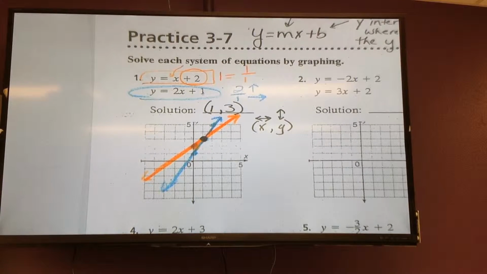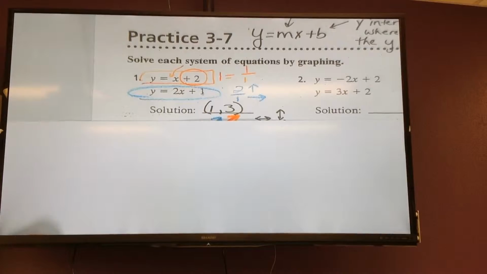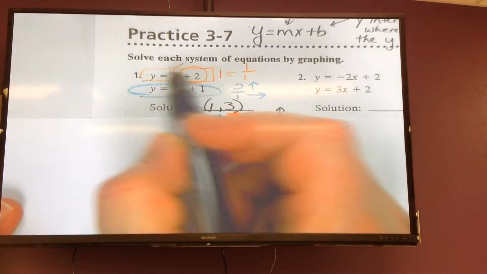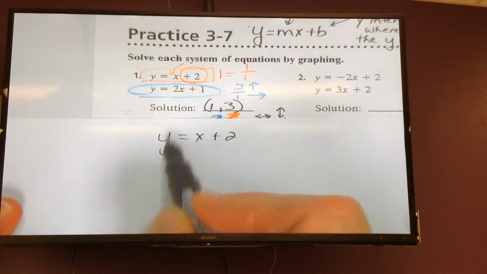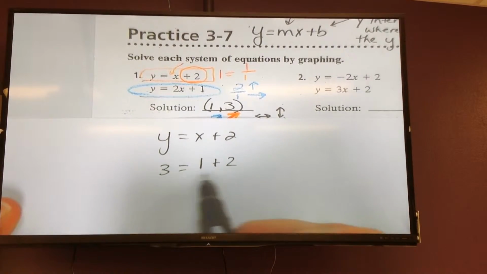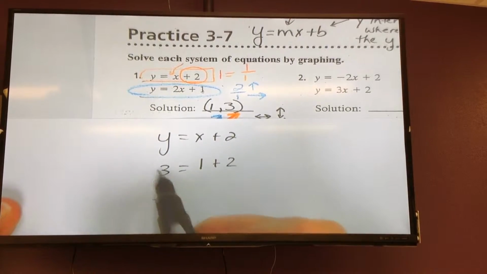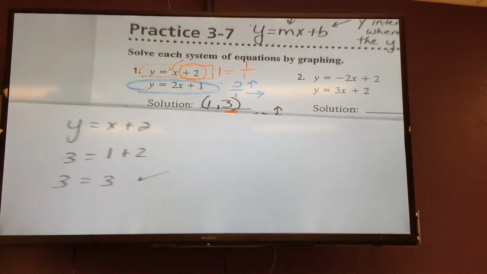Now I can test this out real quickly to make sure I have the right point by checking it with both equations. So I can put in 1, 3 for both equations. And I'll do that right now. So the top equation, y equals x plus 2. If I put in 3 for y and 1 for x, you can see that this side, the 3 over here, does equal the other side of the equation. So yes, I know that 1, 3 is a solution for that top equation.